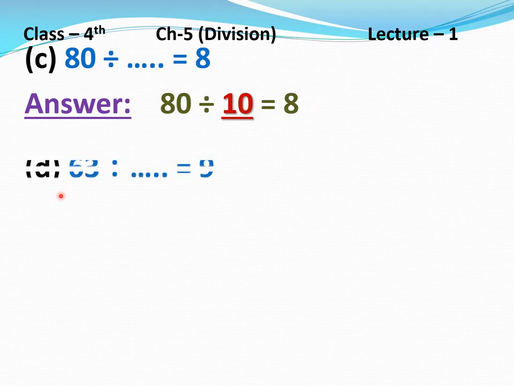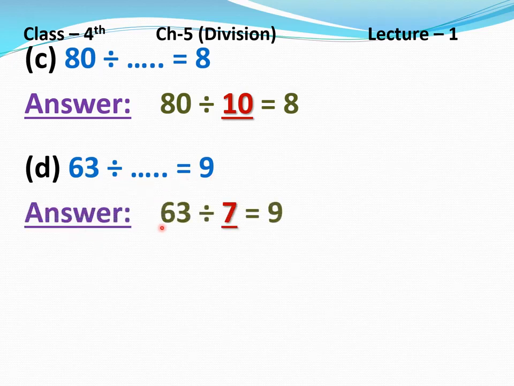Clear? Now D part, 63 divide dash equal to 9. Answer, 63 divide 7 equal to 9. And if you will multiply the 7 and 9, you will get 63. Okay, that's why answer is 7.